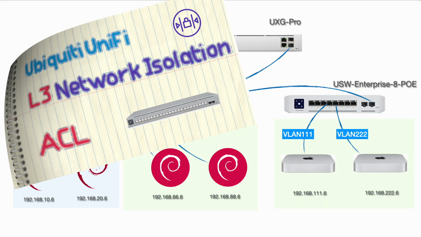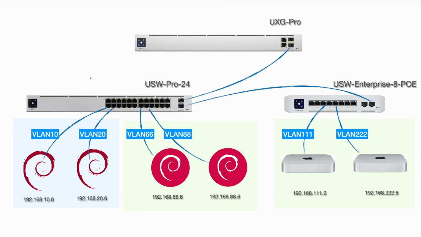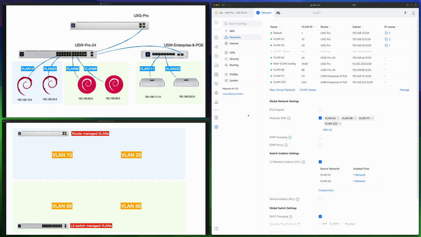3 switches. In my lab environment, I use UX3 Pro as the router. Then I have two layer 3 switches. I maintain two VLANs using the router, then two VLANs by the first layer 3 switch, and the other two VLANs by the second layer 3 switch. Let's first talk about the one layer 3 switch scenario.